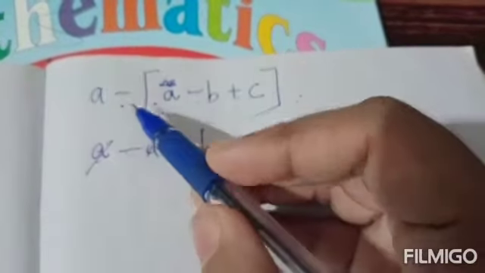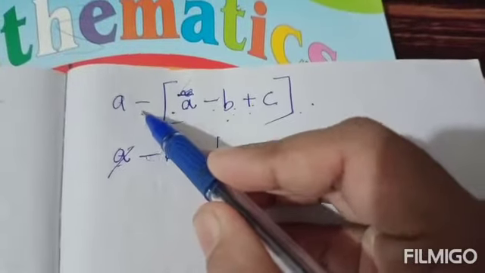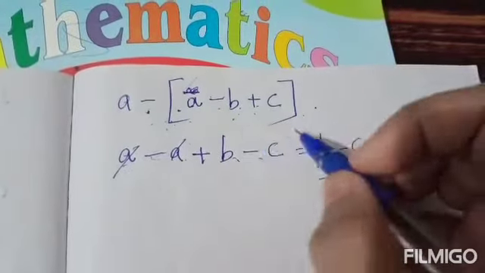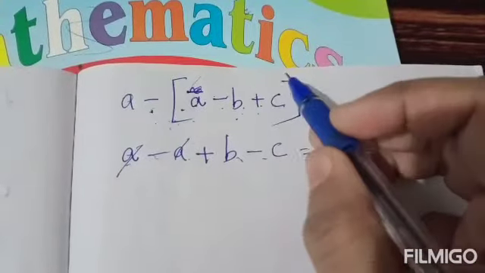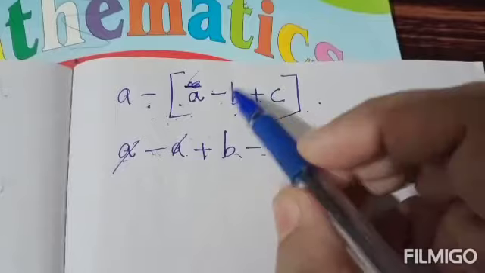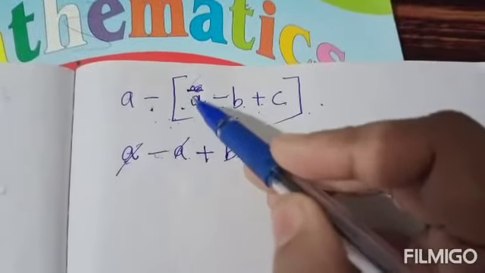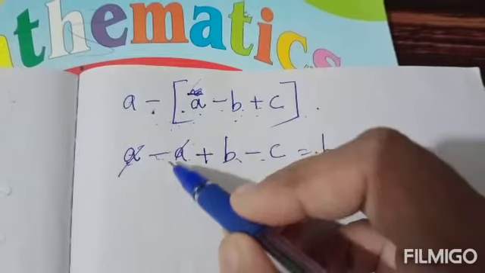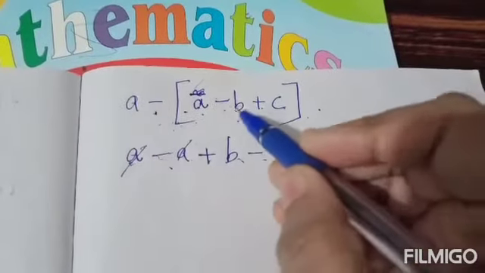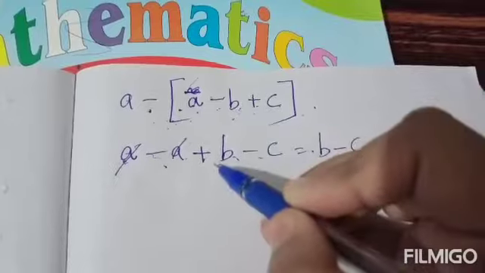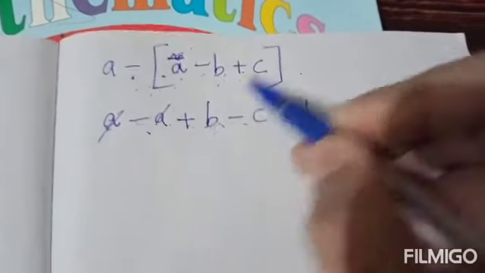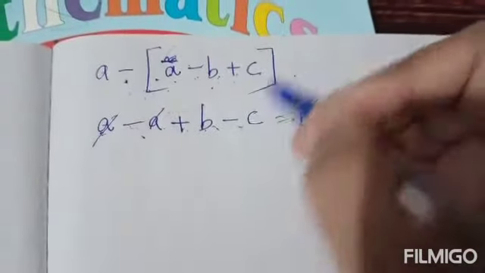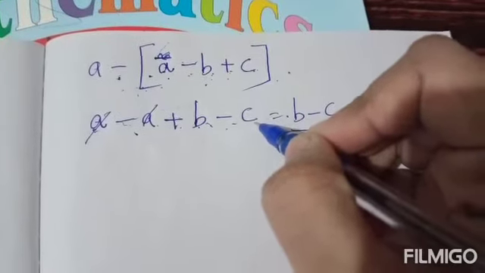Now before this square bracket also a minus sign is coming. So while opening the square bracket, you need to change the sign of terms. So A, now A means it is positive A, so that will change to minus A. Minus B will change to plus B. Now plus C will change to minus C. Now all the brackets are opened.